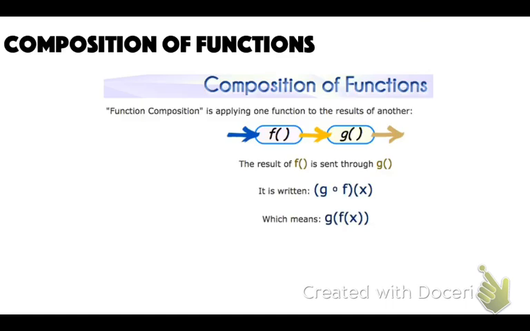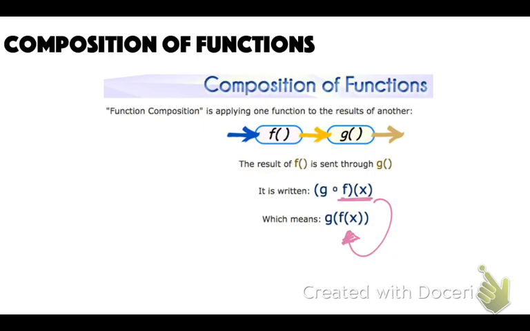Okay, so this is the more complicated stuff. This is called composition of functions, or function composition. This is applying one function in the result of another. So the result of f is sent through g, and that is written as g of f of x, which really means g, and then you put f of x into there. So whatever this is goes inside of the g.